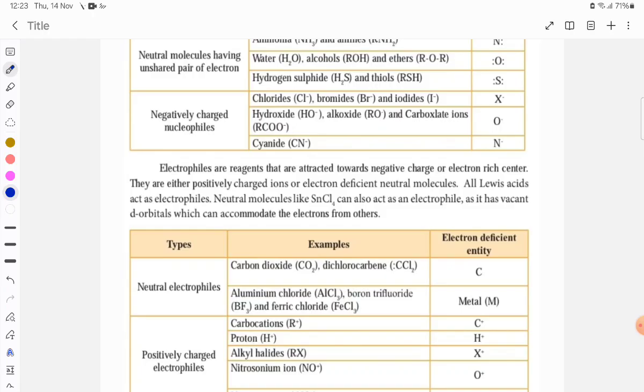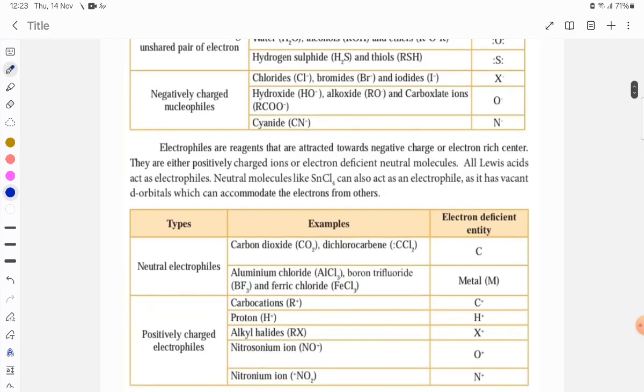All Lewis acids act as electrophiles, and neutral molecules such as stannous chloride can also act as electrophiles, as it has a vacant d orbital which can accommodate electrons from others. Lewis acids are electron deficient and accept an electron pair, and here stannum has a d orbital which accepts an electron pair.